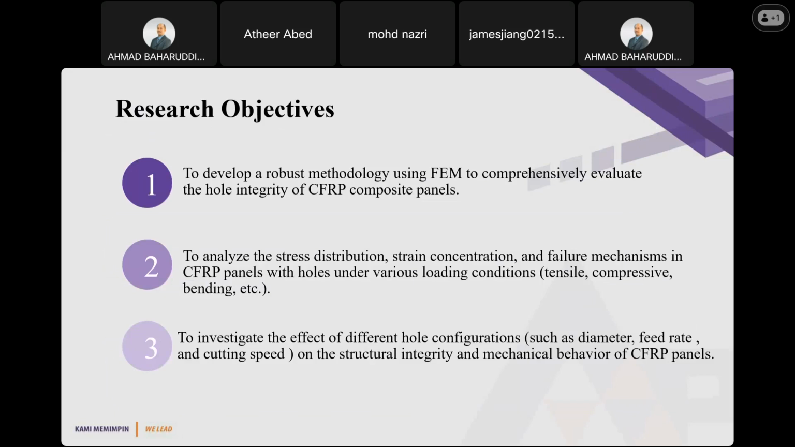The objective of my research is to develop a methodology and use it to evaluate the hole integrity of carbon fiber reinforced polymer composite panel, and analyze the stress distribution, strain concentration, and failure mechanism in the carbon fiber reinforced polymer panel with hole under various load conditions, tensile and compression and bending and so on, to investigate the effect of different hole configurations such as diameter, feed rate, and cutting speed on the structural integrity and mechanical behavior of the carbon fiber reinforced panel.